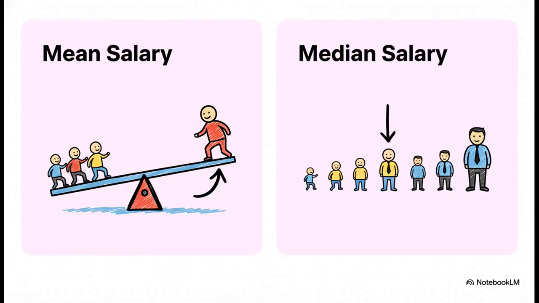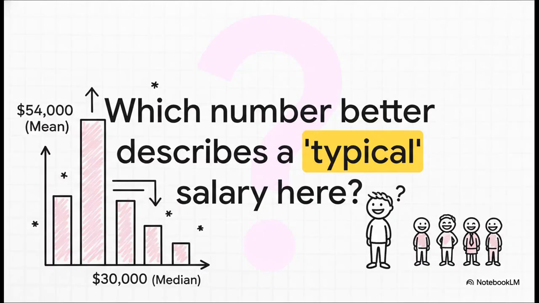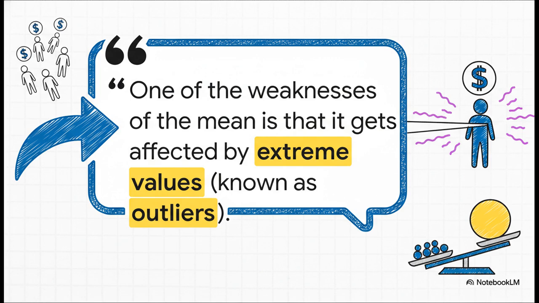The mean salary suddenly jumps all the way up to $54,000, but the median stays right there at $30,000. That's not just a small gap, that's a massive difference, and it completely changes the story of what it's like to work there. So let me ask you, which number do you think gives a better, more honest picture of a typical salary at this company? Is it the mean of $54,000, a number that's higher than what 80% of the employees actually make? Or is it the median of $30,000?